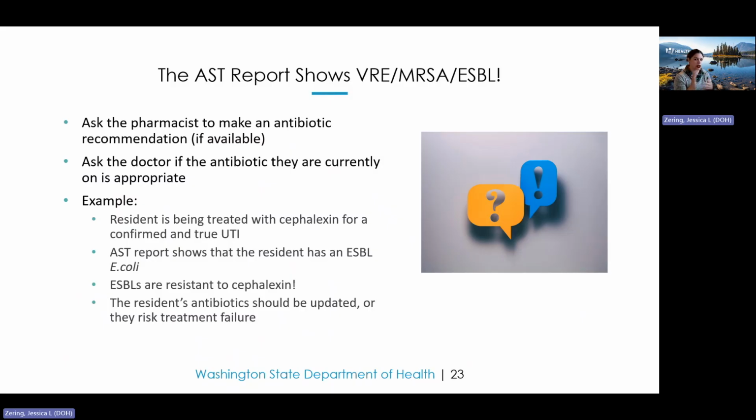Now, let me back up to what this VRE thing is. Vancomycin-resistant enterococcus. When you see a report for enterococcus, you're looking for the R next to vancomycin. If there is an R next to vancomycin, it is VRE.